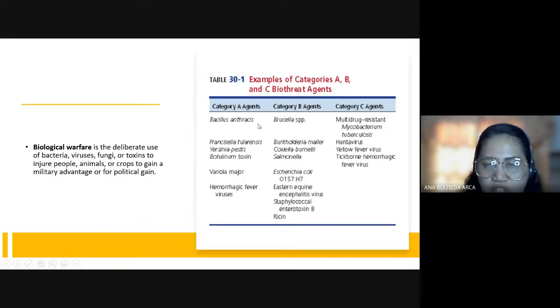Ang pinaka-common dyan klase yung anthrax, di ba? Bacillus anthracis. This is the one that causes anthrax. Yan ang lagi nila na kinakalat.